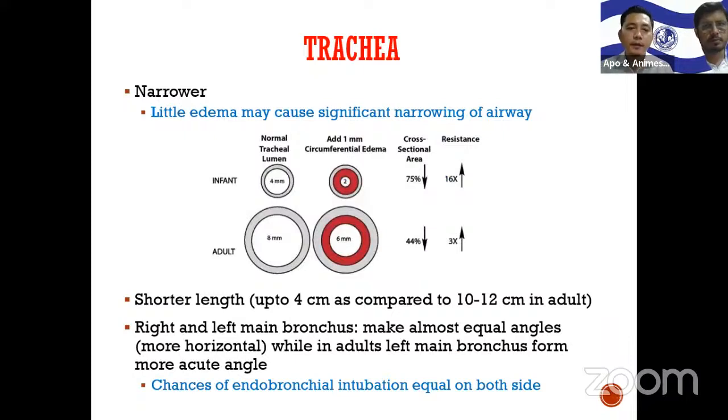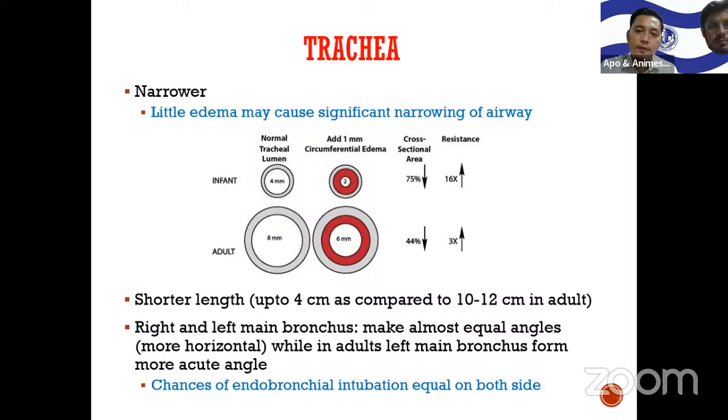Coming to the trachea, the trachea of the newborn or the infant is narrower, and any little edema may cause a significant narrowing of the airway. I've taken a picture here showing the tracheal lumen of an infant and an adult, in which the infant has a 4 millimeter diameter and the adult has an 8 millimeter diameter.